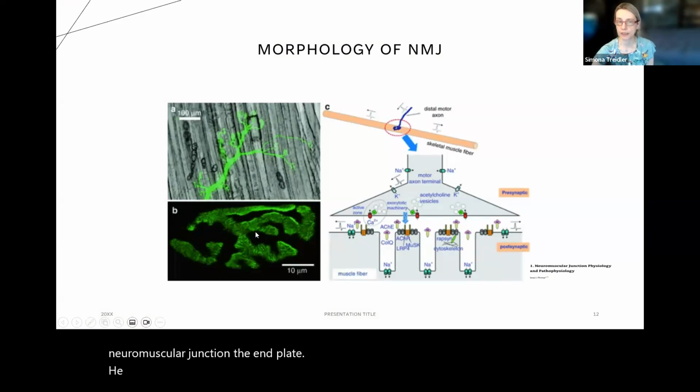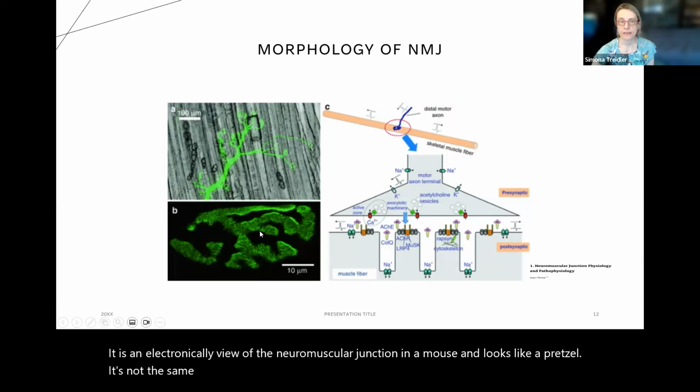This is an electron microscopic view of the neuromuscular junction in a mouse. It looks like a pretzel. It's not the same in humans, but it's a very nice picture. And then that's a nice picture showing you what's happening.